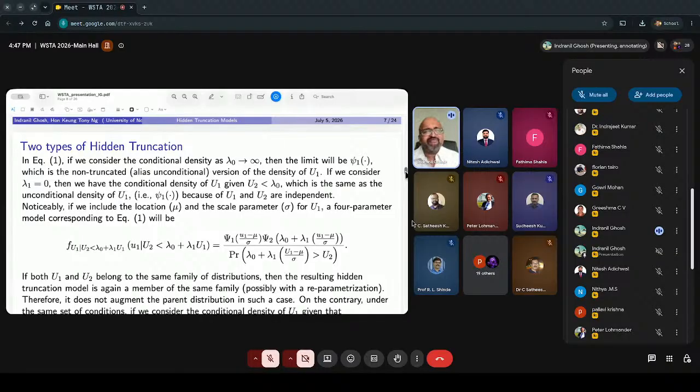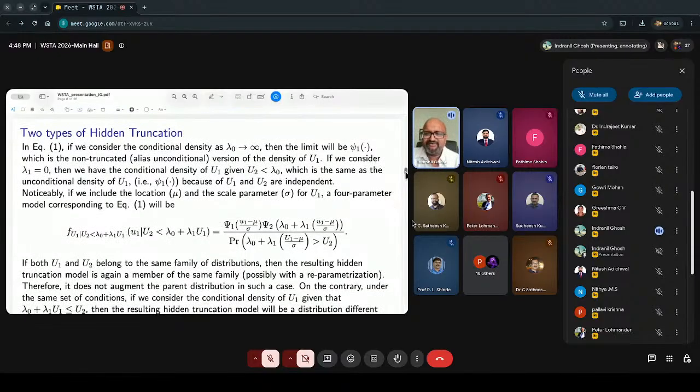Now, I have established that if u1 and u2 belong to the same family of distribution, then in the case of upper truncation, the resulting hidden truncation model is again a member of the same family, the parent distribution, possibly with a reparameterization. So it does not augment the parent distribution in such a case. You start with a model, and basically what you are deriving is again the same member of the model with maybe a little tweak to the model parameters.